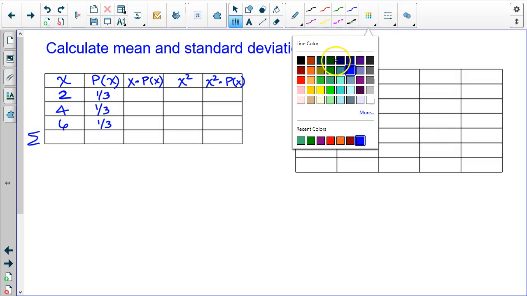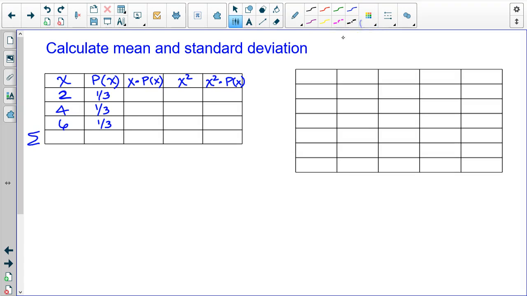Okay. So now we're going to do x times p of x. Actually, let me pump the brakes. Is this a probability distribution? Yes, because this column adds up to 1. Remember, I always had you check that, right? Because there was no point in continuing if it didn't. All right, so now we can do x times p of x.